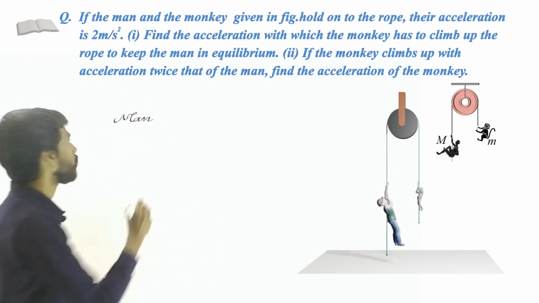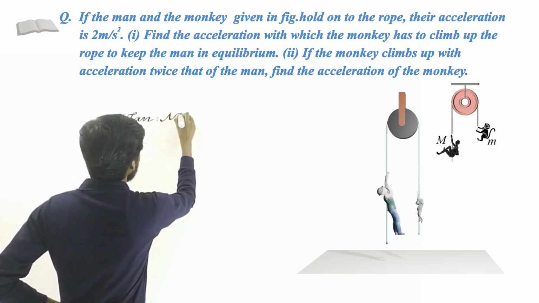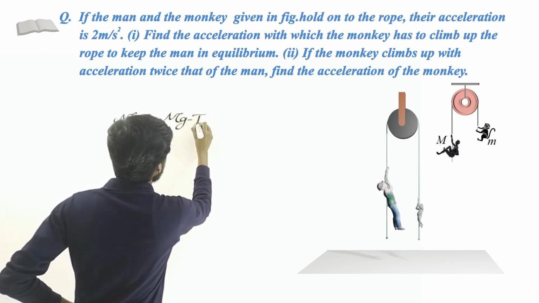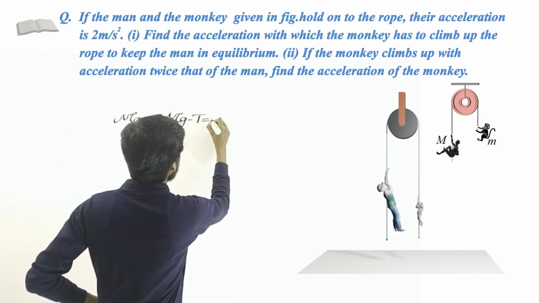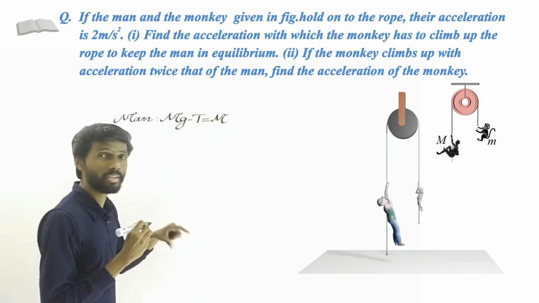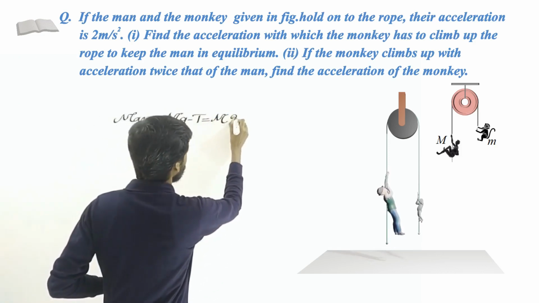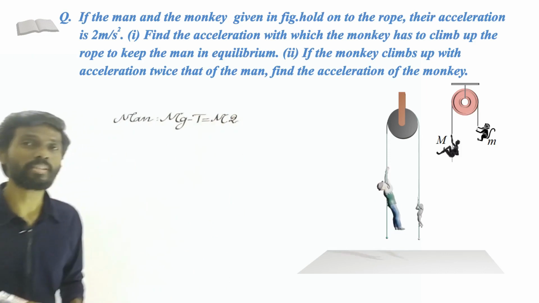So the gravitational force in the downward direction is Mg. The tension is acting in the upward direction, so Mg minus T must be equal to the mass times the acceleration. The acceleration is given, so that is 2. Okay, so this is for the man.